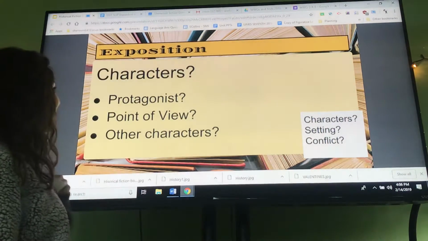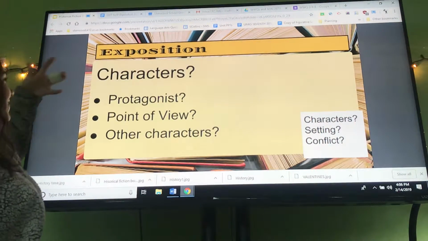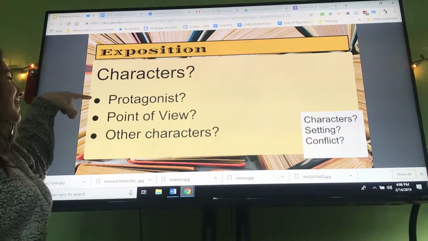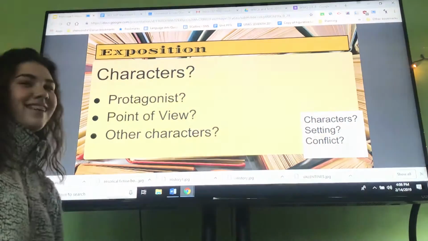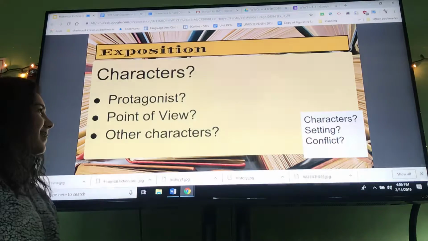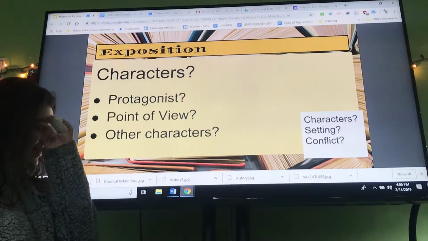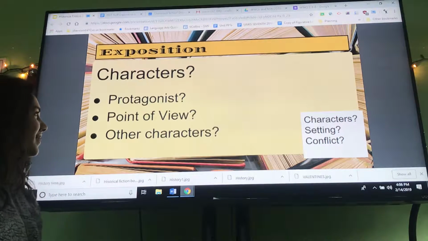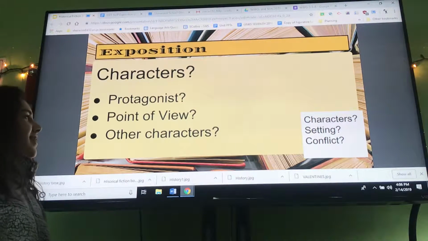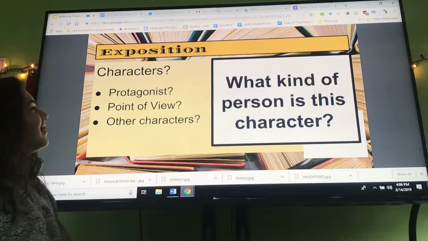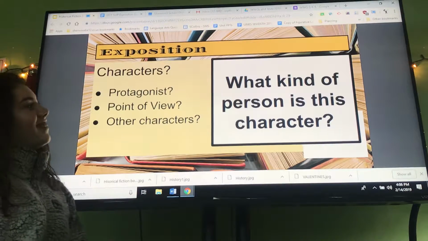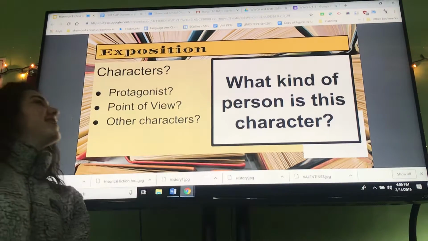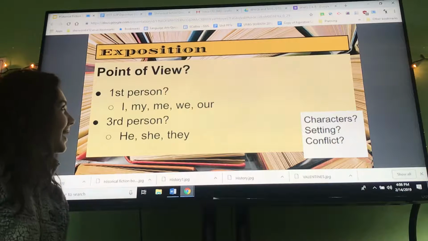Okay. So characters, who's your protagonist? One thing that I just stuck in with characters is the point of view. Is it from a character's point of view? Is it from your protagonist's point of view, or is it a narrator? And who are the other characters? And again, the question is, what kind of person is this character? That is what you're trying to get at in that first exposition section.